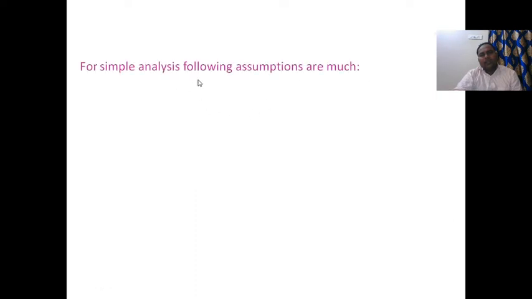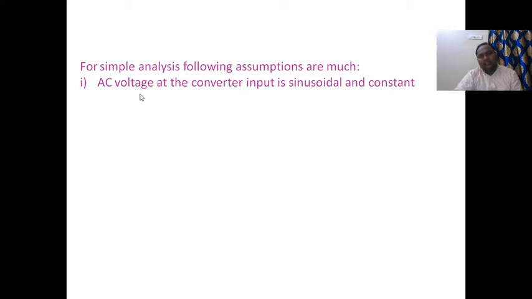For simple analysis, the following assumptions are made. First, the AC voltage at the converter input is sinusoidal and constant. Normally AC voltage is not exactly sinusoidal or constant, but we take it as such as an assumption. Second, the DC current is constant. DC current also normally fluctuates, but that small fluctuation we neglect.